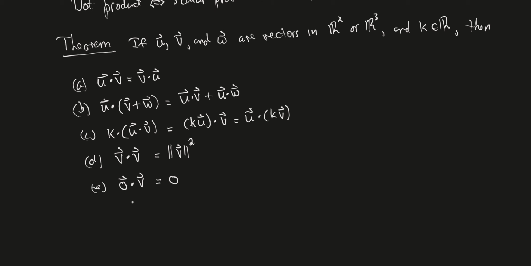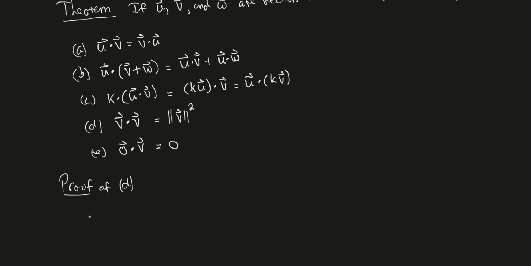All right, so let's just do the proof of D, right? If you want to impress me, try to prove the other ones, and you could pick either R2 or R3. I'm going to do my proof in R3. So let v be the vector, and with your proof, it has to be general, right? It has to work for every possible vector in R3.